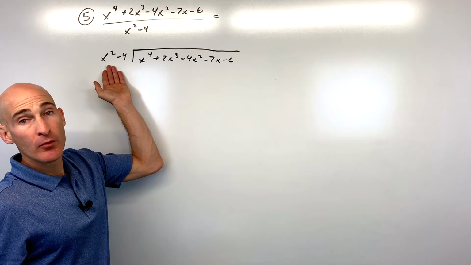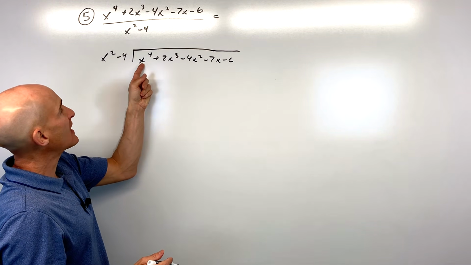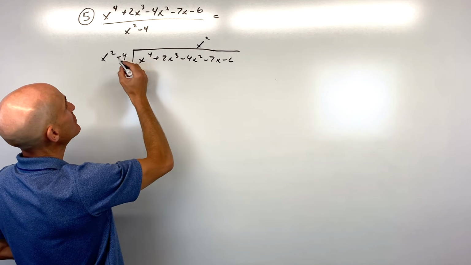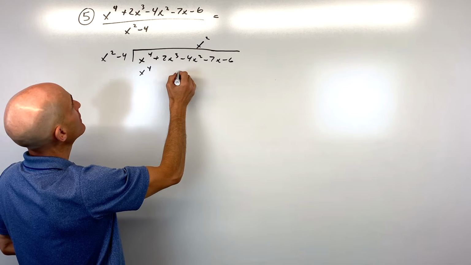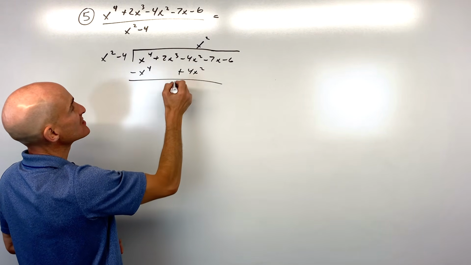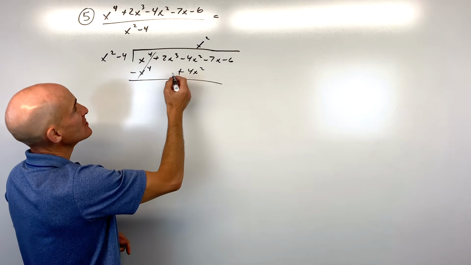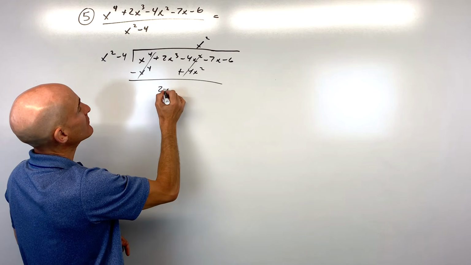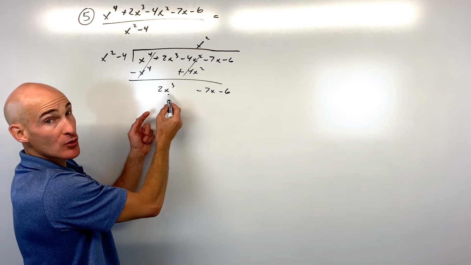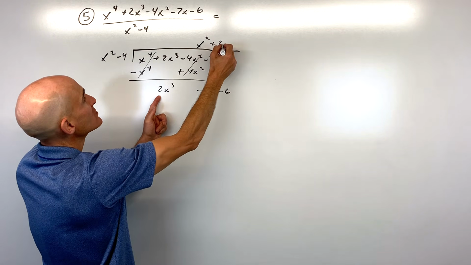So if you need to review polynomial long division, but how many times does x squared go into x to the 4th? It goes in there x squared times. If I distribute the x squared, I get x to the 4th minus 4x squared, and then we subtract, which is like changing the signs to the opposite and adding. So these cancel out, we have 2x cubed minus 7x minus 6. How many times does x squared go into 2x cubed? It goes in 2x times.